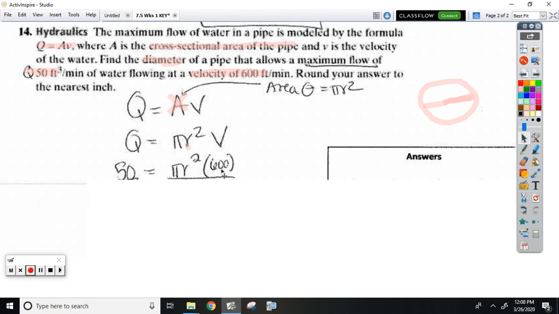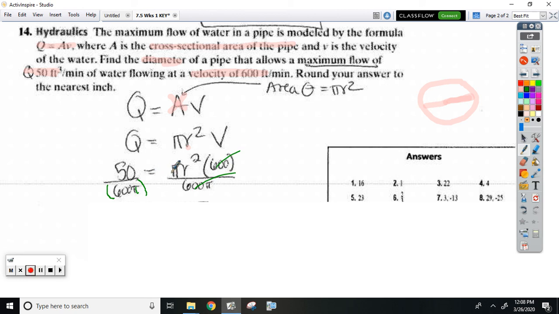And then I need to solve for R, so I need to use inverse operations. Right now I see multiplication going on between pi r squared and 600. So I'm going to undo multiplication with division first, and you can divide by 600 and pi at the same time. If you're typing that in the calculator, you would want to add in a set of parentheses around the 600 and the pi, because there's two terms. But these would just cancel each other out.